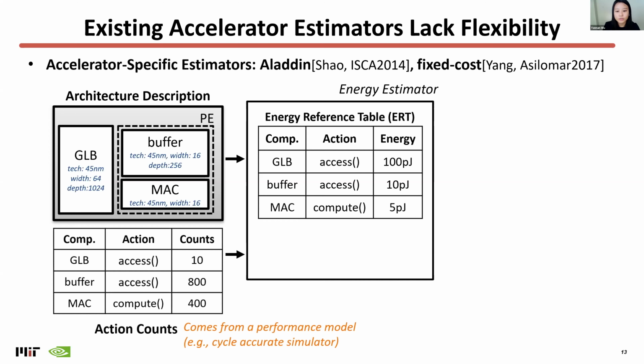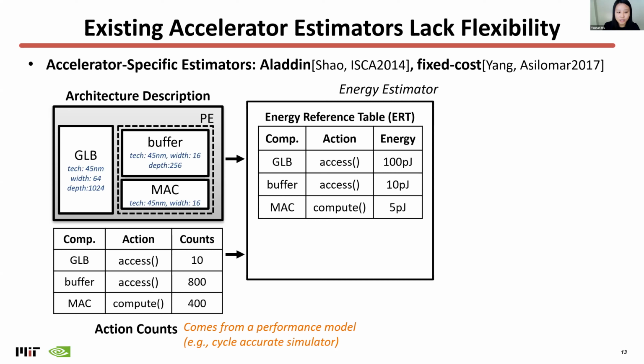Another input to such energy estimator is called action counts. Action counts describes the runtime behaviors of each component in the architecture, and this input usually comes from a performance model such as a cycle accurate simulator. So as we can see in this table, action counts describes the runtime behavior of each component in terms of the number of times its actions has occurred. So for the global buffer running a specific workload, we can see it's accessed 10 times.